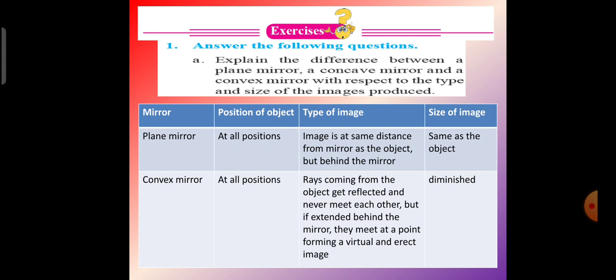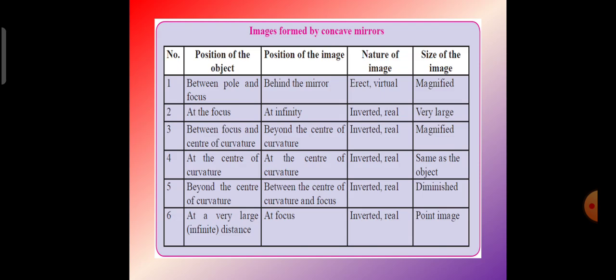In case of convex mirror, you keep the object at any position. The rays coming from the object get reflected and they never meet each other. But if they are extended behind the mirror, they meet at a point, forming a virtual and erect image. In case of concave mirror, there are 6 positions of the object, as we have already seen in the experiment, and based on that the position and nature of the image is decided. So this we have already done practically.